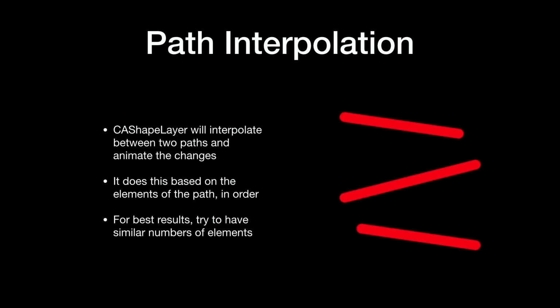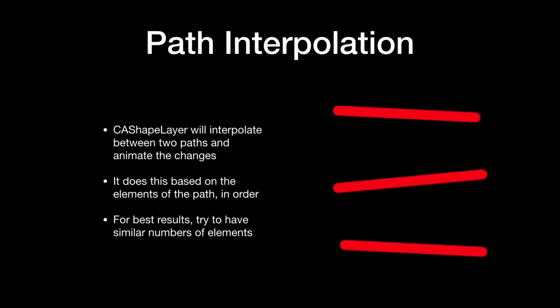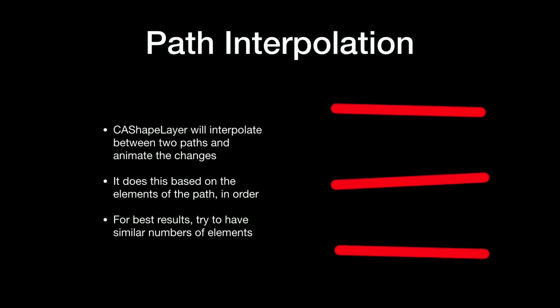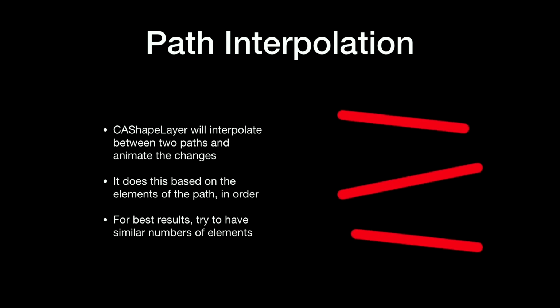So here you can see the central element of the hamburger becomes one diagonal, and the top and bottom elements of the hamburger each become half a diagonal, which means we're maintaining the same number of path elements. So it gives a nicer effect.